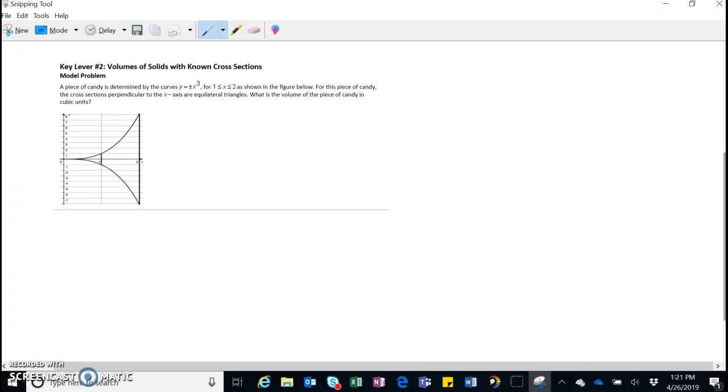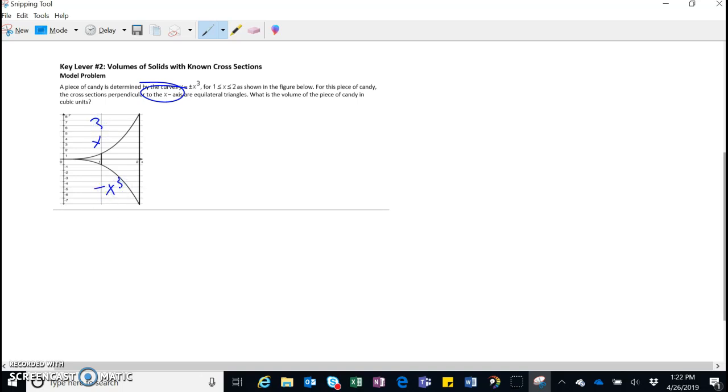So here we have a piece of candy that's determined by the curves plus or minus x cubed between 1 and 2, as shown in our figure. For the candy, the cross sections perpendicular to the x-axis are equilateral triangles. What's the volume of one piece of candy? So just to make sure I'm clarifying, that top curve is actually the x cubed function, and the bottom curve is the negative x cubed function.